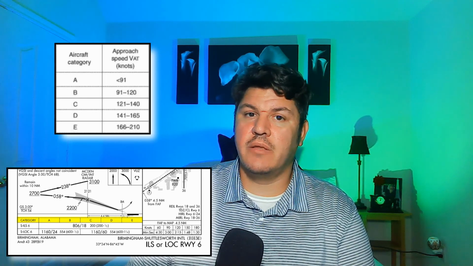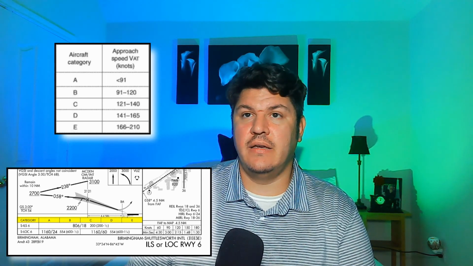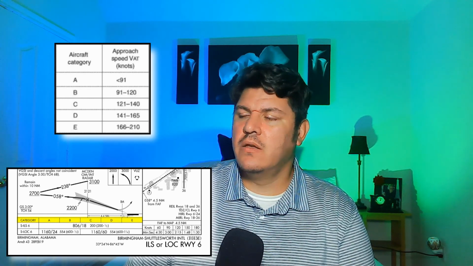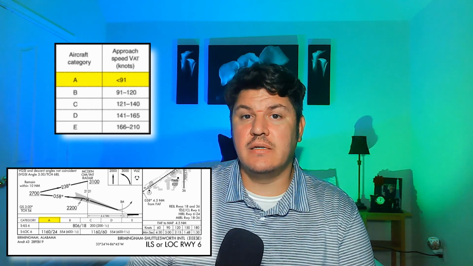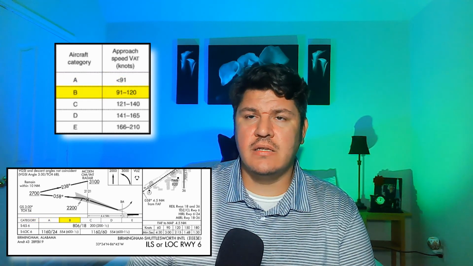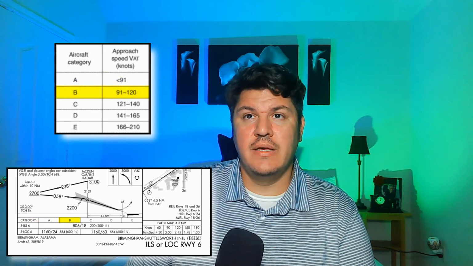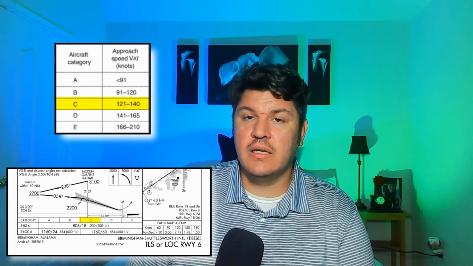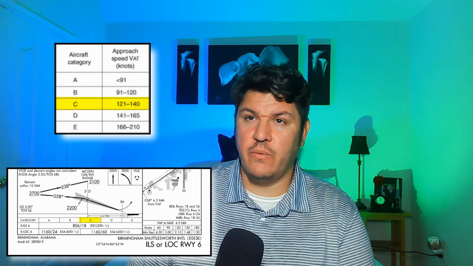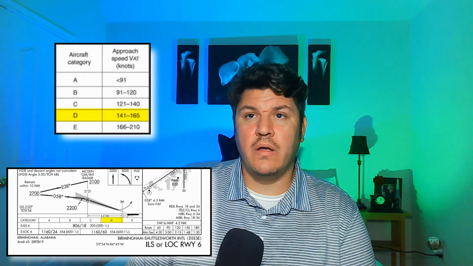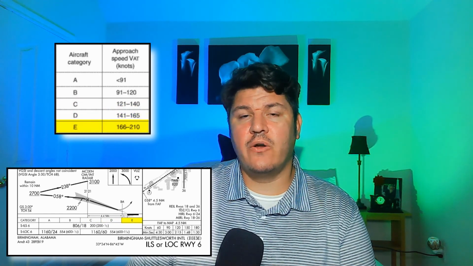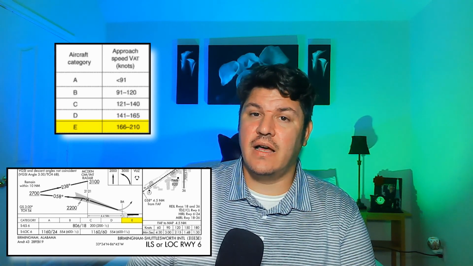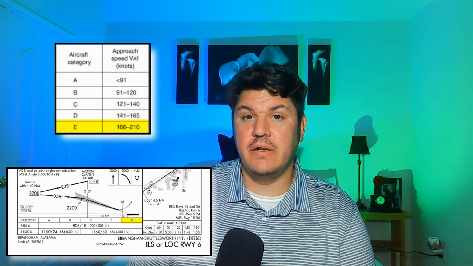You can see these categories here at the bottom, A, B, C, and D. There also is a category E as well. So they are category A, a VREF speed less than 91 knots. B, between 91 knots but less than 121. C, 121 knots but less than 141 knots. D, 141 knots but less than 166. And lastly, category E, 166 knots or more for a VREF speed.